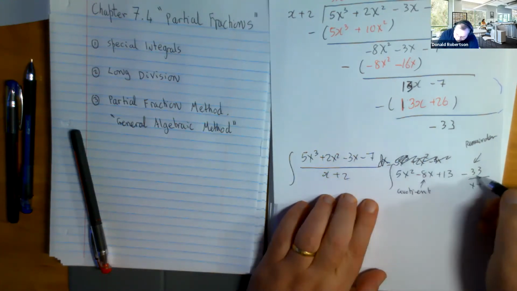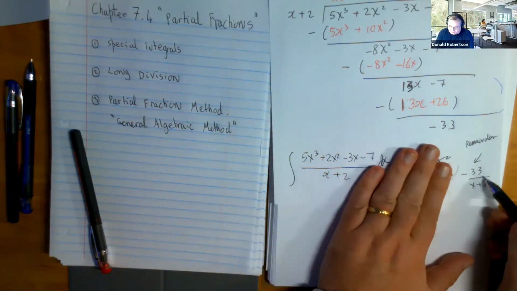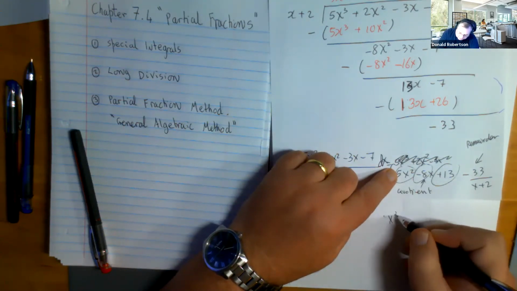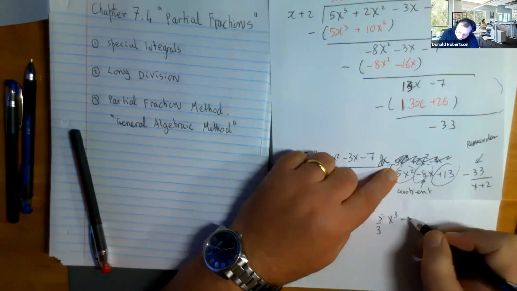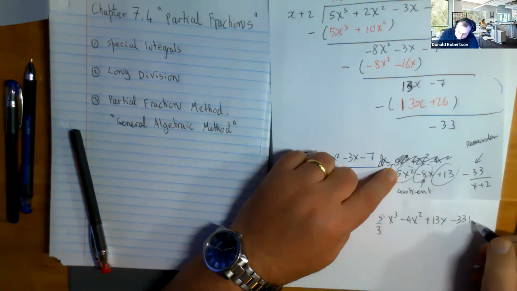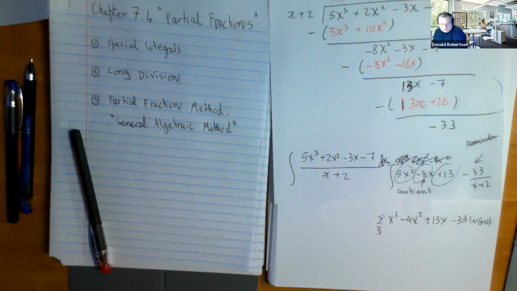But won't it become this guy's integral? Well, don't I know how to integrate all these guys? And is it not just a log? So this guy would become x cubed, so 5/3. This guy would be minus 4x squared. This 13 would be 13x. And this guy would be negative 33 log of x plus 2. So what this long division technique allows us to do is integrate certain fractions. Are we good with that one?